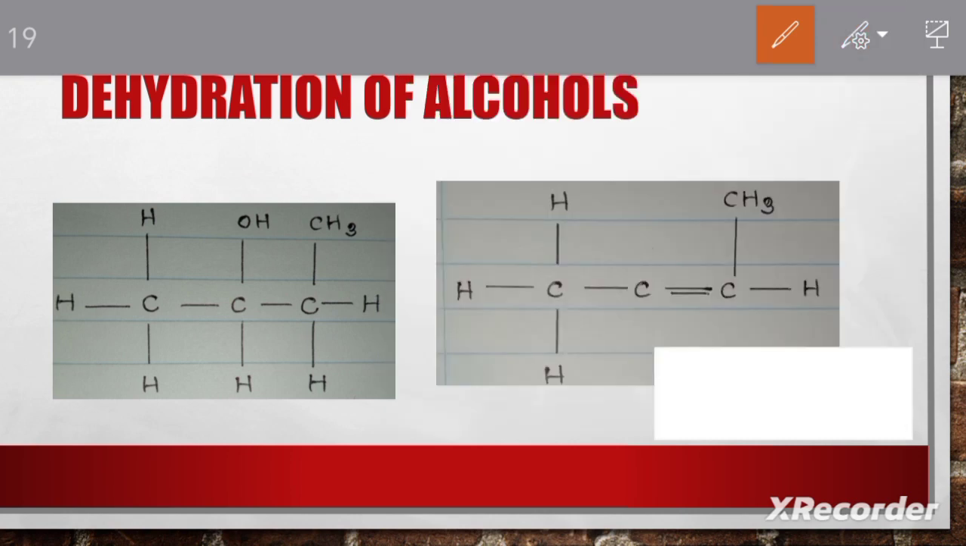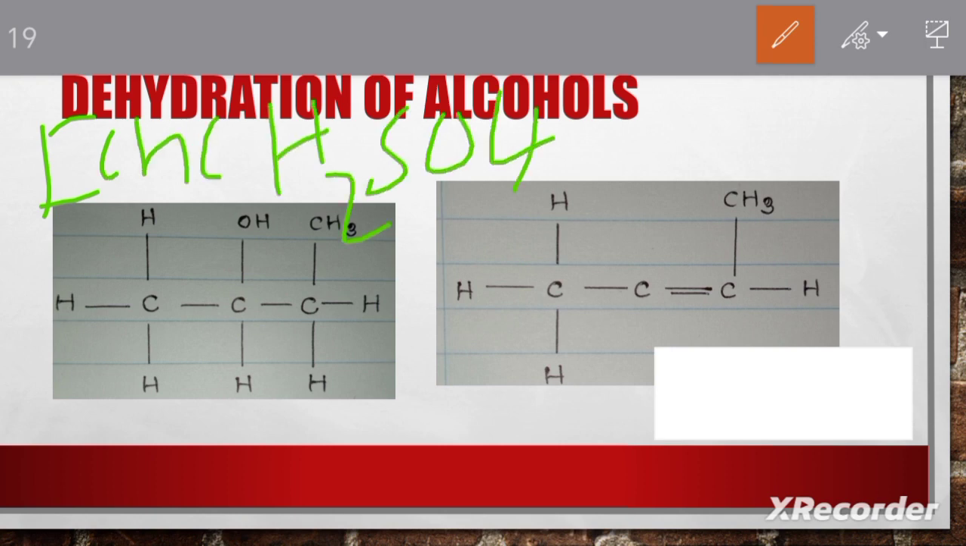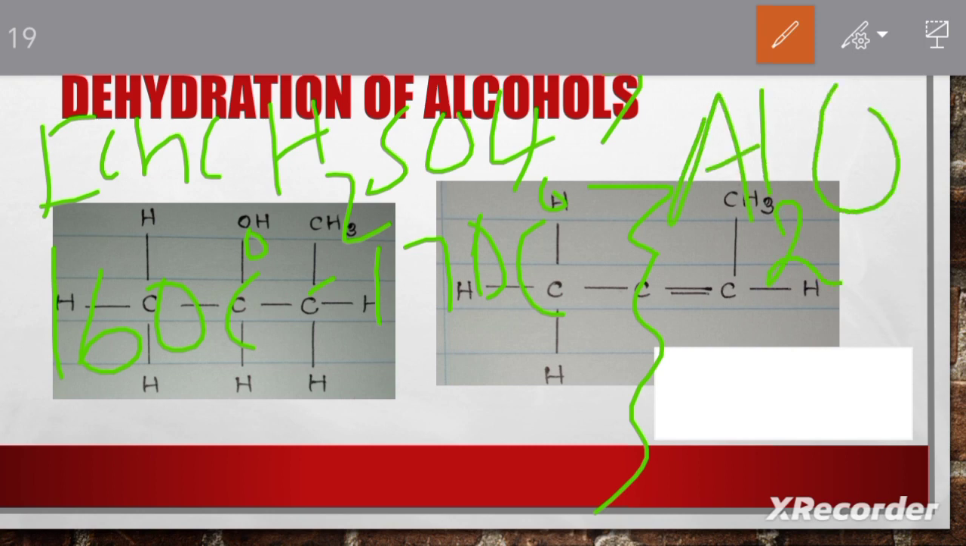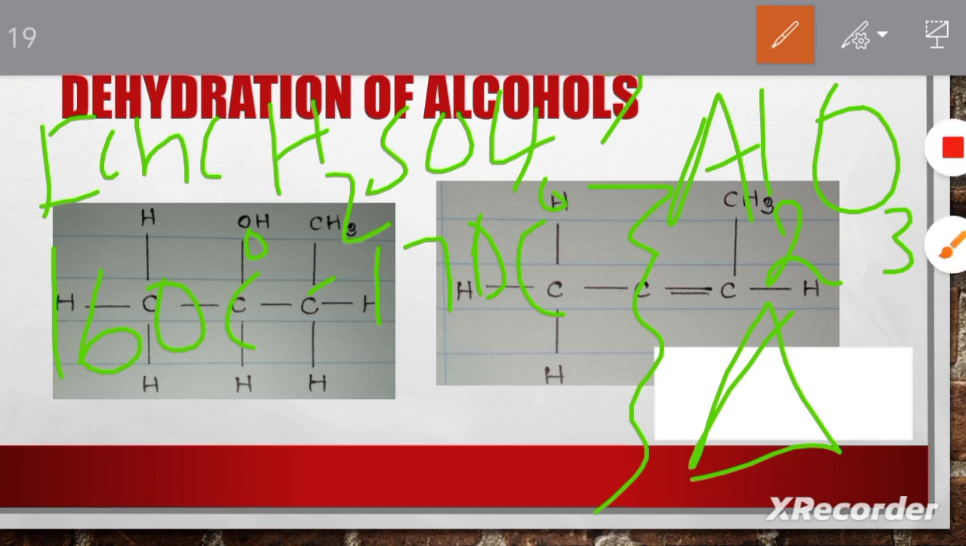So for the dehydration of alcohols, the reagents that we can use are concentrated H2SO4 in 160 Celsius to 170 Celsius condition, or else we can put Al2O3 and heat. These are the two reagents that we can use.